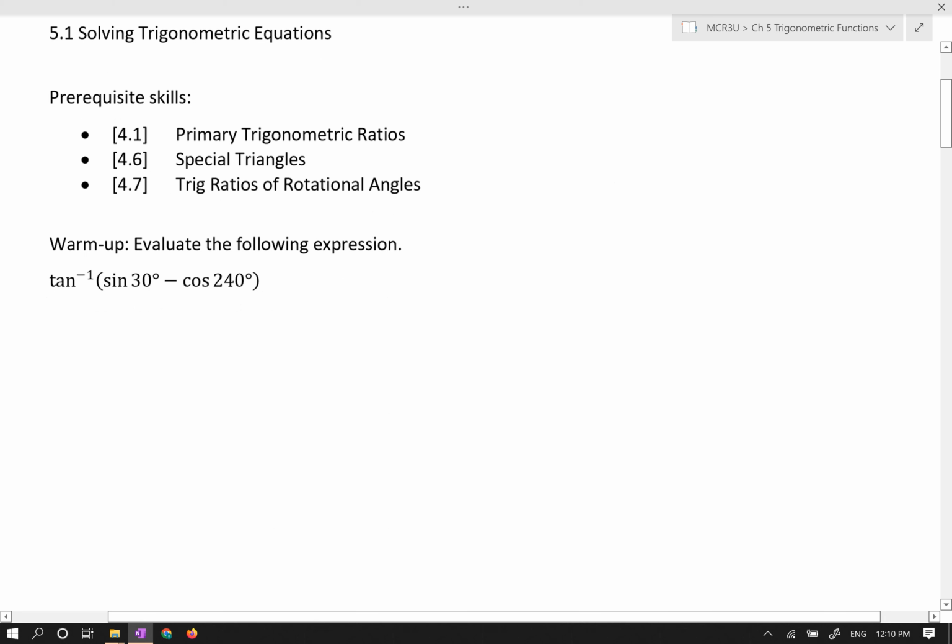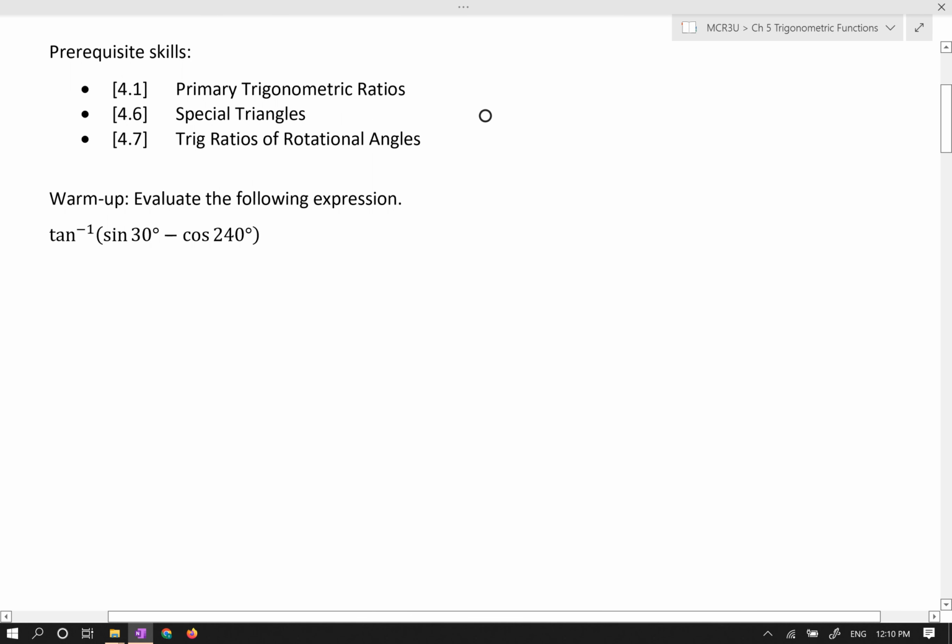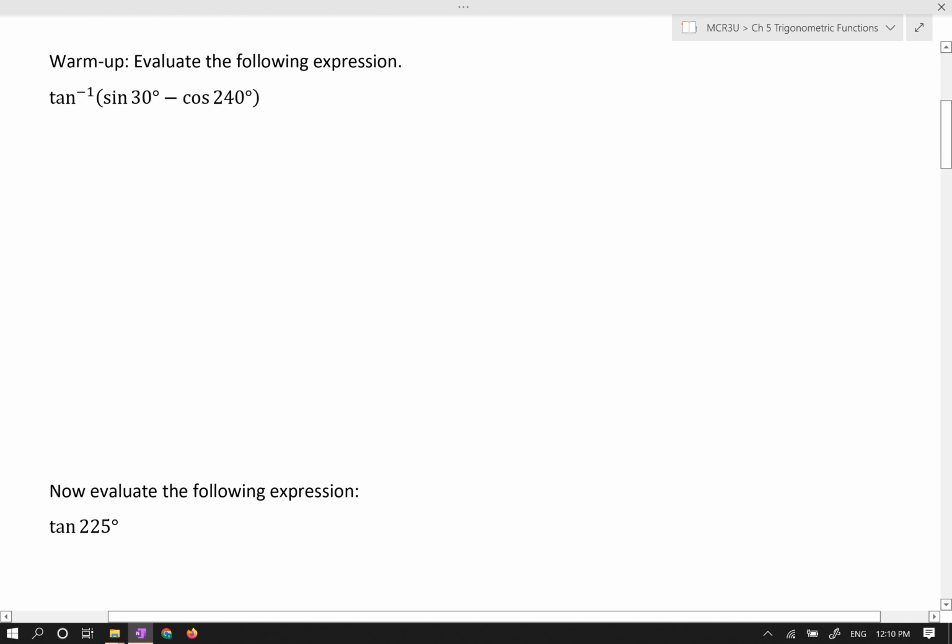We'll start off with a bit of a warm-up problem. You should be able to handle this problem from your work done in section 4.7. So we're handling something like this. If you have an idea, by all means, pause the video, go for it, and then unpause and fast forward a little bit and double check your work. But if not, we'll go through this here.